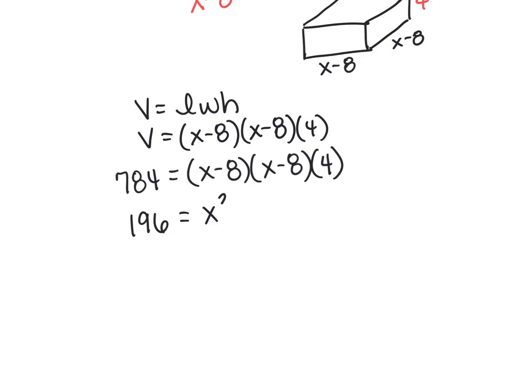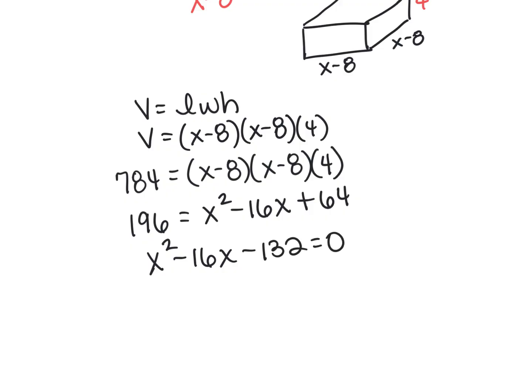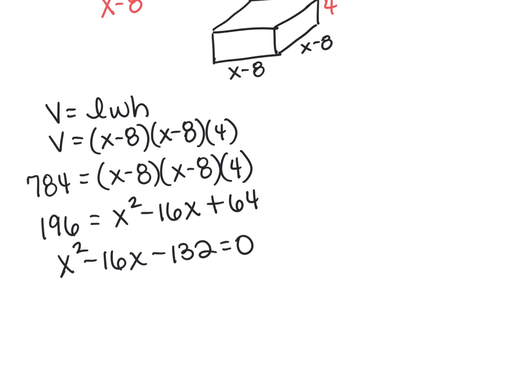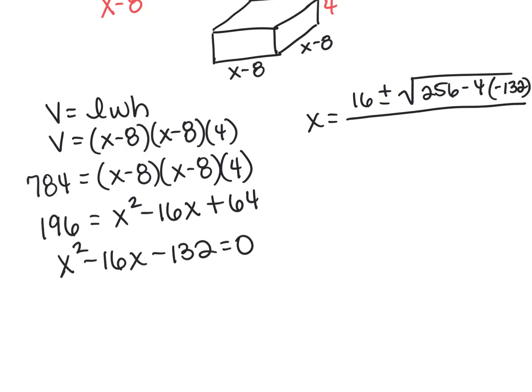Then I end up boxing or foiling the right-hand side. So we end up with this expression. Once I take 64 and subtract 196 from it, we end up with x squared minus 16x plus 132, minus 132, and that's equal to 0. So we now have to use the quadratic formula to solve this because I don't think it's going to factor. So we have x is equal to negative b plus or minus the square root. When we take 16 and square it, we get 256 minus 4, and then we're multiplying that a times c, which is negative 132. And that whole thing is divided by 2 times a, which is 2.